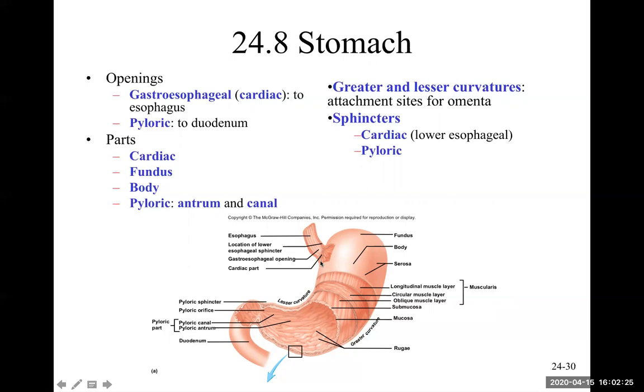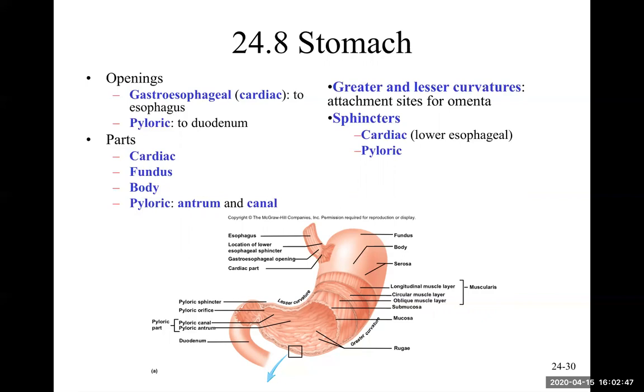This is not a true sphincter, right? This is a true sphincter, called the pyloric sphincter. And in the pyloric sphincter, you can completely pinch off one region from the other region. Here, there's no complete pinching, right? It's a pseudosphincter.